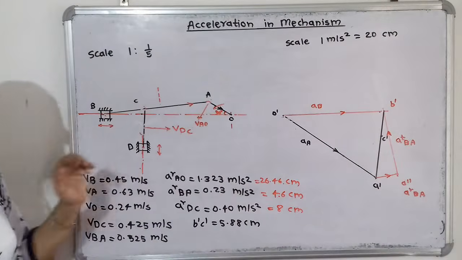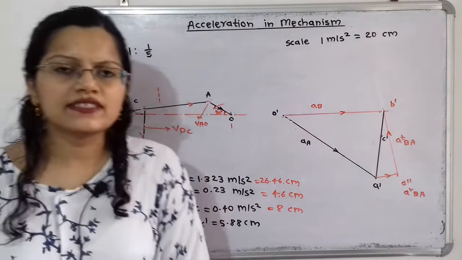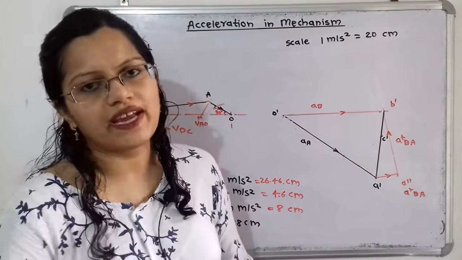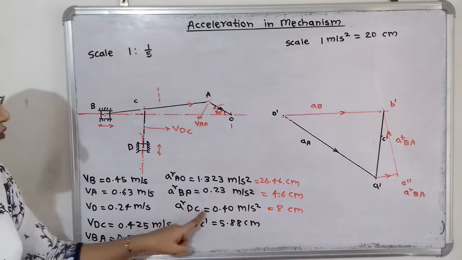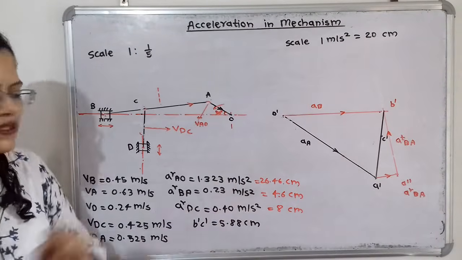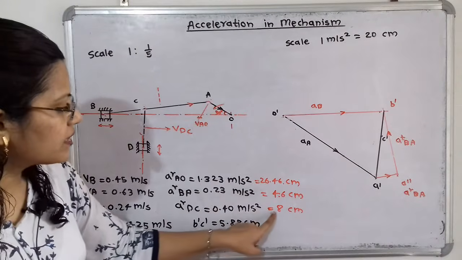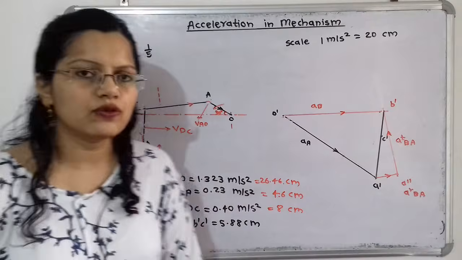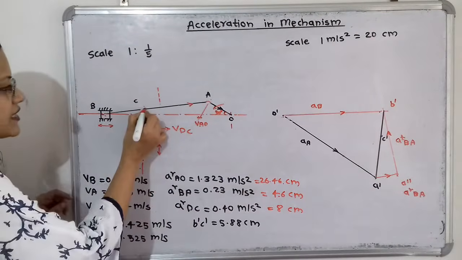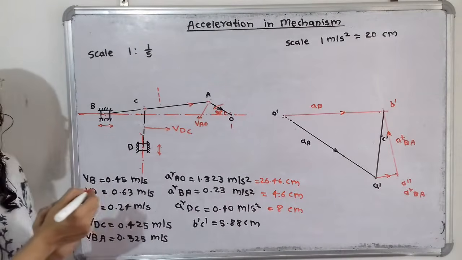Now if we observe the space diagram, from this point C there is the link CD. So for this link CD again we will draw here the radial component of acceleration. So here we have already calculated the radial component of acceleration, that is 0.40 meter per second square. And as per the scale, if we convert it, it is 8 centimeter scale that we have to take. Now which direction we have to take? So if we observe here, C is the center and here at point D there is the slider which is having velocity.